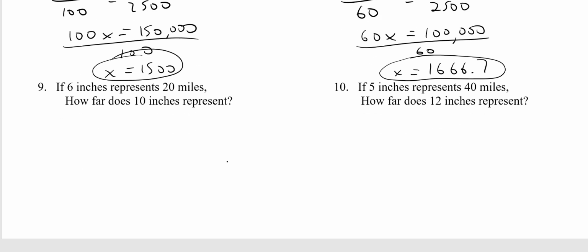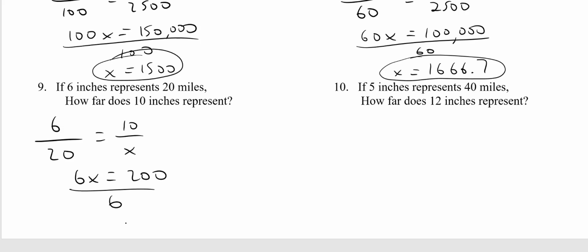Okay, the last 2. 6 inches represents 20 miles. So inches on top. How far does 10 inches represent? I'm looking for a number of miles. Okay, it's set up pretty easy. So 6x equals 200, divided by 6. X is equal to 33.3 miles.